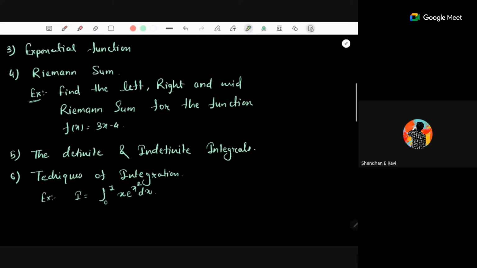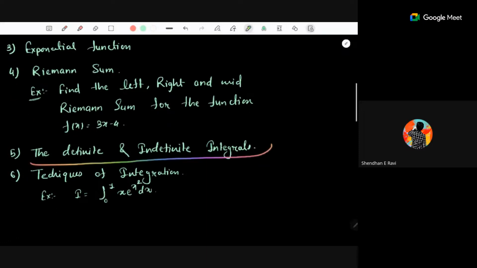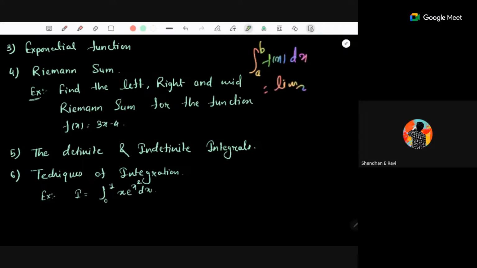And after that, we will go to the definite and indefinite integration. So what is definite integration? We know that definite integration is nothing but the Riemann sum, the limit of Riemann sum. Right? So this is the limit as n goes to infinity of the Riemann sum, whatever partition we have, this type of thing. Right? So we'll connect definite integral and indefinite integral.